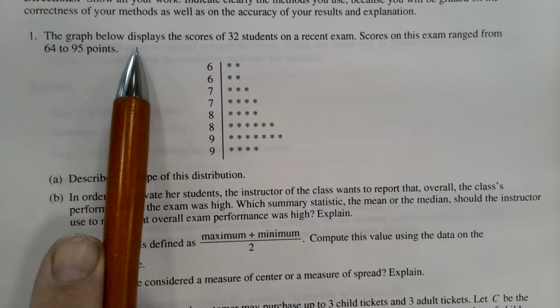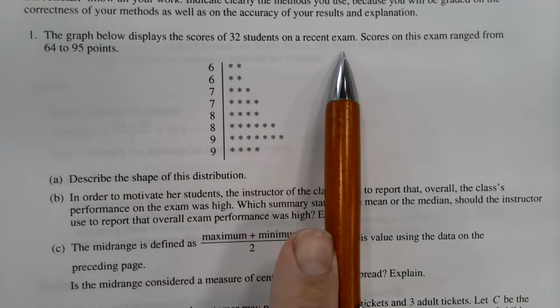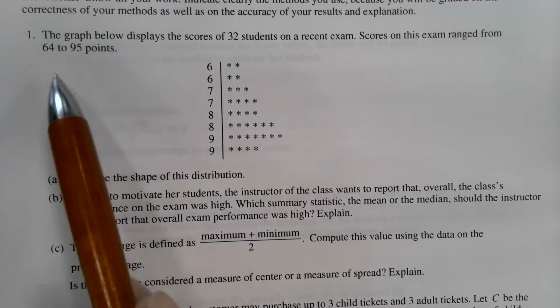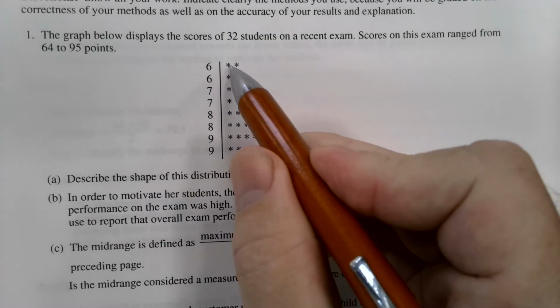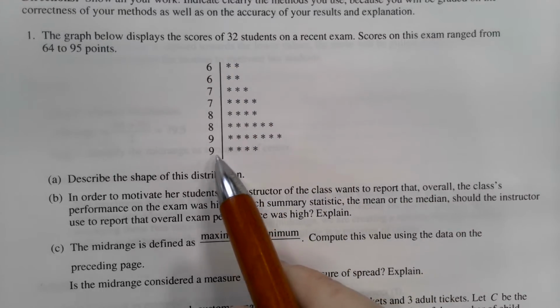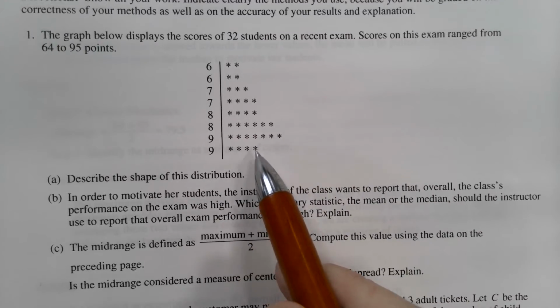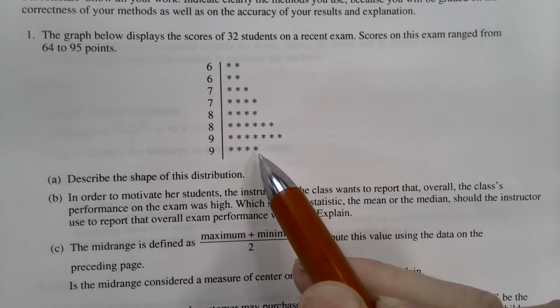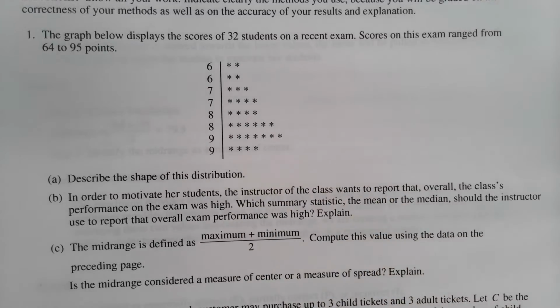So the graph below displays the scores of 32 students on a recent exam. Scores on this exam range from 64 to 95. So I know right away one of these data points is going to be 64, and the 95 would be the top one, right? So 64 to 95. Right away I'm thinking I know the range, but I really don't know anything else. Okay, but what do they want?